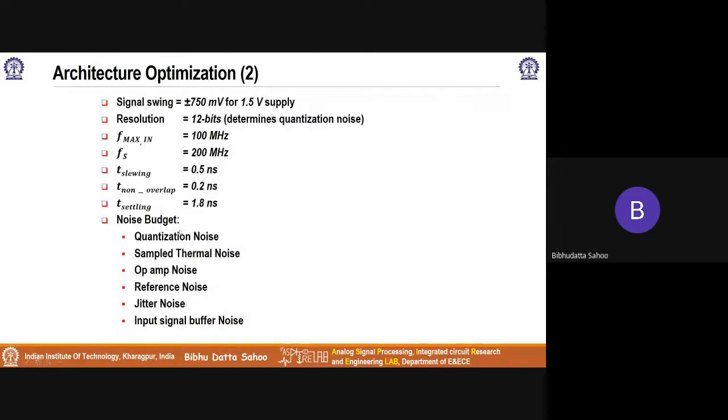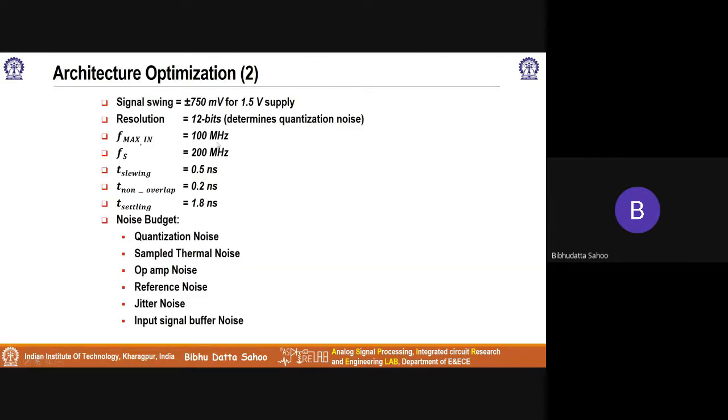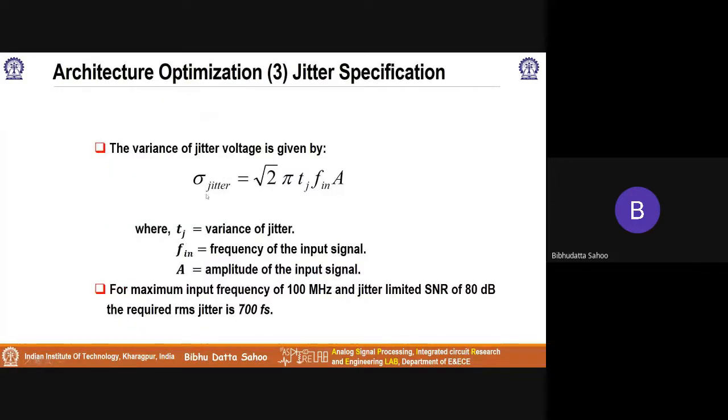Now, the noise budget includes the quantization noise, sampled thermal noise, op-amp noise, reference noise, jitter noise, and input signal buffer noise. All these noises are there. When you consider all of them, the jitter variance is given by this. So 2 pi Tj, and usually Tj is given by the manufacturer of the PLL. Fin is the maximum input frequency, which is 100 megahertz in this scenario, and A is the amplitude, which is plus minus 750. If you plug in these values for a maximum input, a jitter limited SNR of 80 dB requires an RMS jitter of 700 femtoseconds.